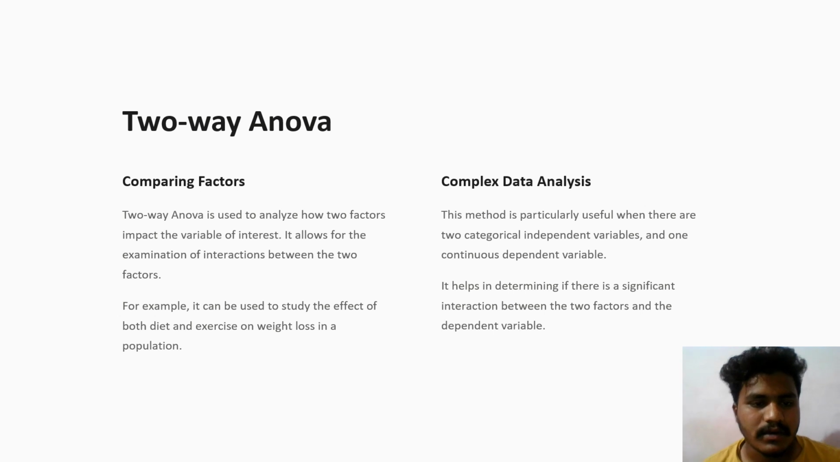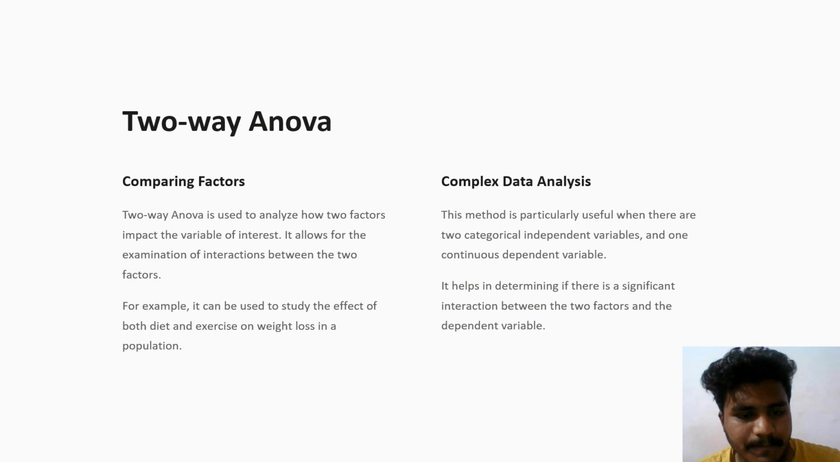Next, two-way ANOVA, comparing factors in complex data analysis. Two-way ANOVA is used to analyze how two factors impact the variable of interest. It allows for the examination of interaction between the two factors.